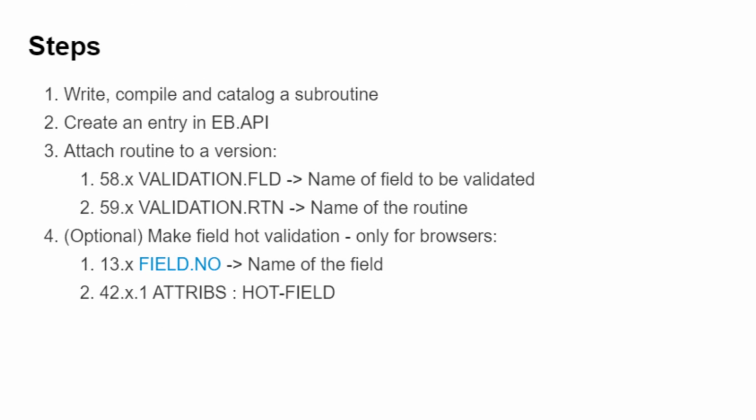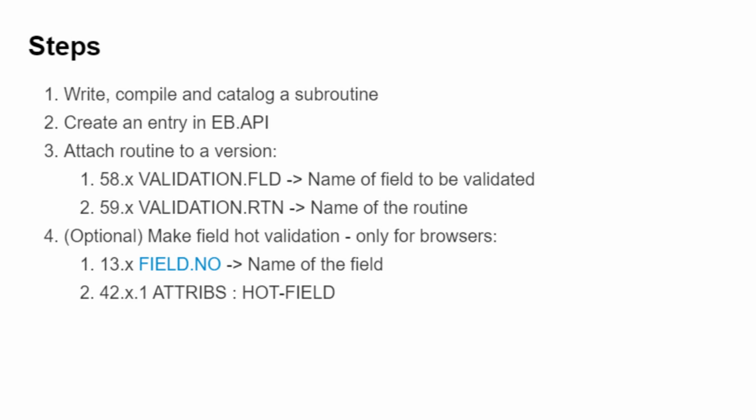So first of all, as usual, you need to write, compile and catalog your subroutine. Then you need to make an entry in eb.api with the name of your subroutines. Then after creating the entry in eb.api, you need to attach your routines to your versions. So you need to link your versions and your routine. To do that, you use the field 58 validation field. You put the name of the fields to be validated, and on field 59 you put your routine.